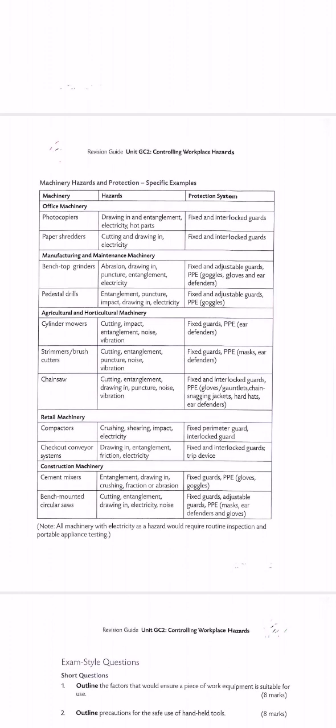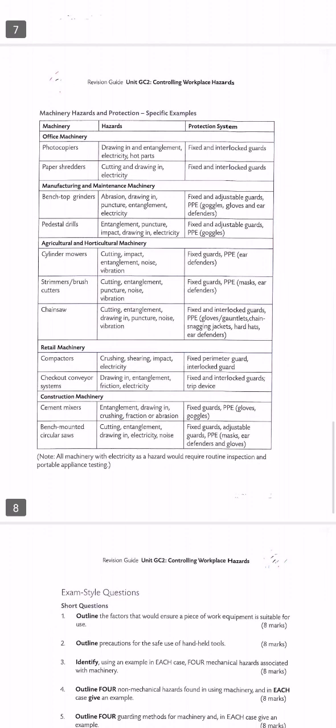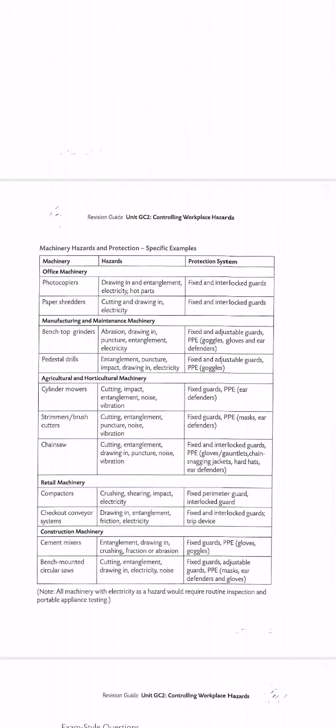Then we're talking about the strimmer, brush cutter, right? So these are cutting, entanglement, puncture, and they produce noise and vibration. You have to fit a guard or PPE protective equipment when you are using all these things. So to summarize all this, these are the machinery hazards and protection, right? So in every equipment that you are using, you should always use preventive measures, how you can protect yourself from being harmed, and how you can protect others from having injuries from the machine that you are using. So I stop here. Thank you very much.